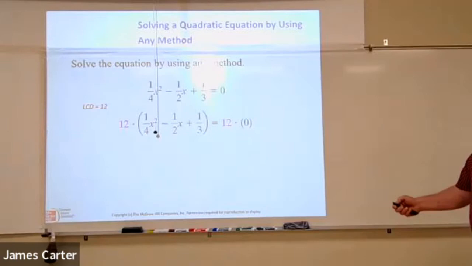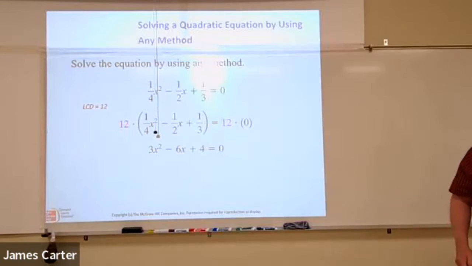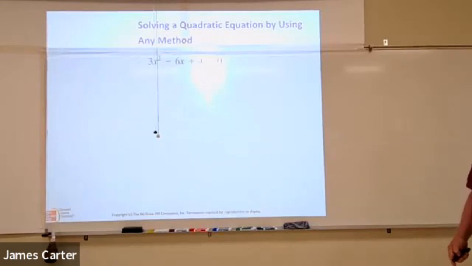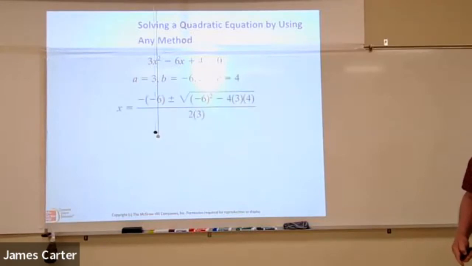First thing they did here is they found the common denominator was 12, and they're going to multiply every term by that 12. 12 times 1 is 12, divided by 4 is 3. 12 times 1 is 12, divided by 2 is 6. And 12 divided by 3 is 4, where they did that. Okay, now we either factor or we use the quadratic formula. There it is again. In this case, they're going to use the quadratic formula. They substitute in.